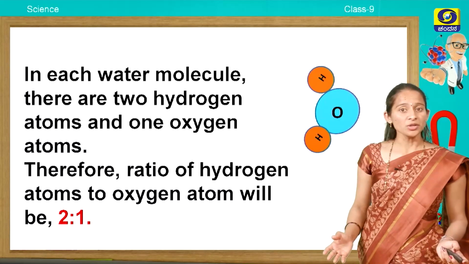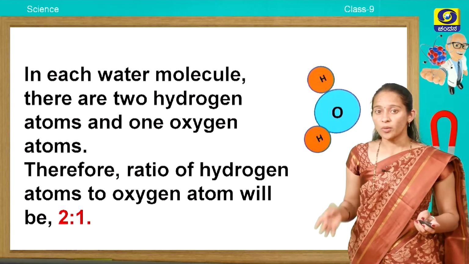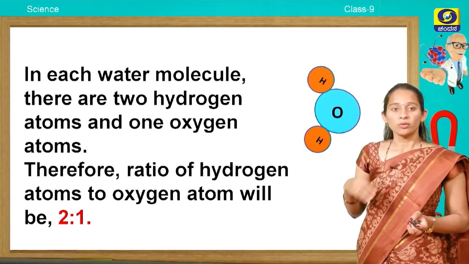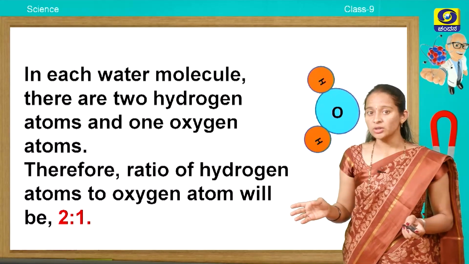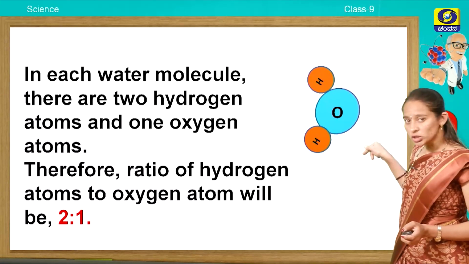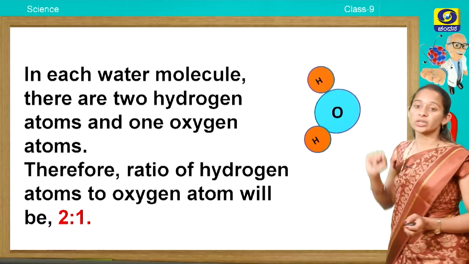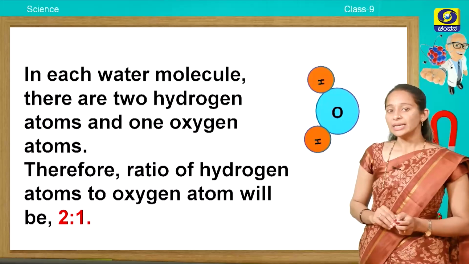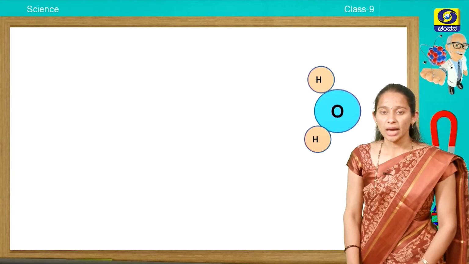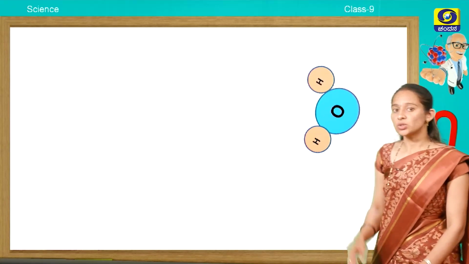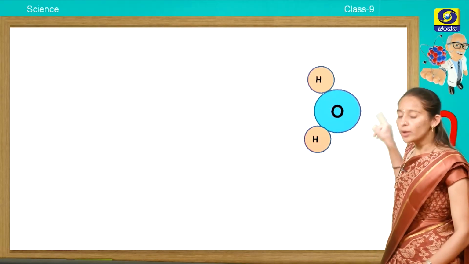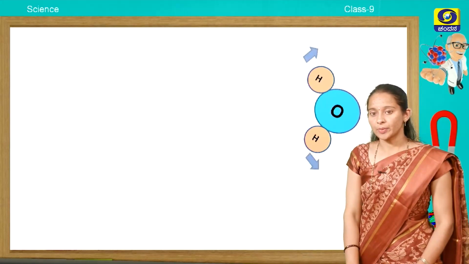This is in terms of number of atoms. You take water from any source, whether it is from sea, ocean, river, lake, whichever be the source of water, in every water molecule, 2 hydrogen atoms and 1 oxygen atom will be there. Let us now understand in terms of mass of atoms. Here also a water molecule is given, with 2 hydrogen atoms and 1 oxygen atom.